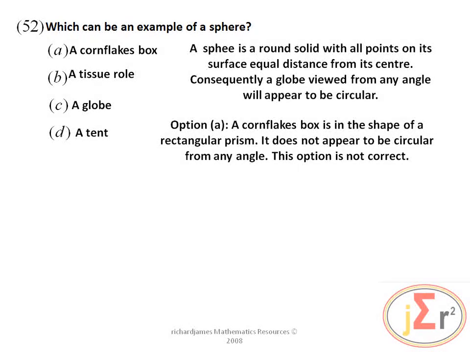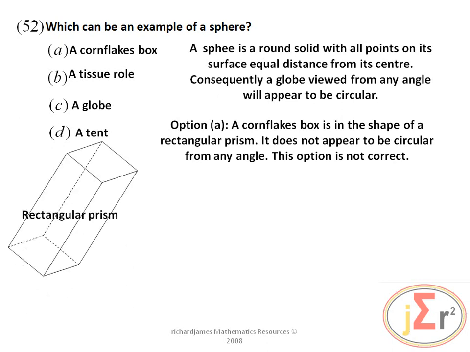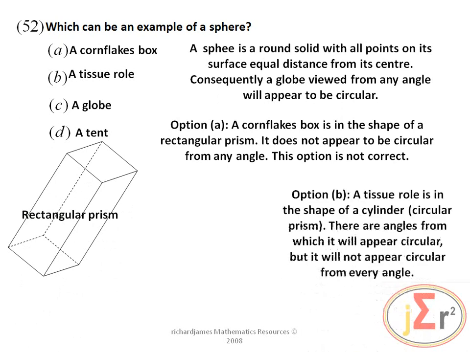Option A. A cornflakes box is in the shape of a rectangular prism. It does not appear to be circular from any angle. This option is not correct. It has to look circular from all angles for it to be a sphere. That is your cornflakes box, and it is a regular prism.